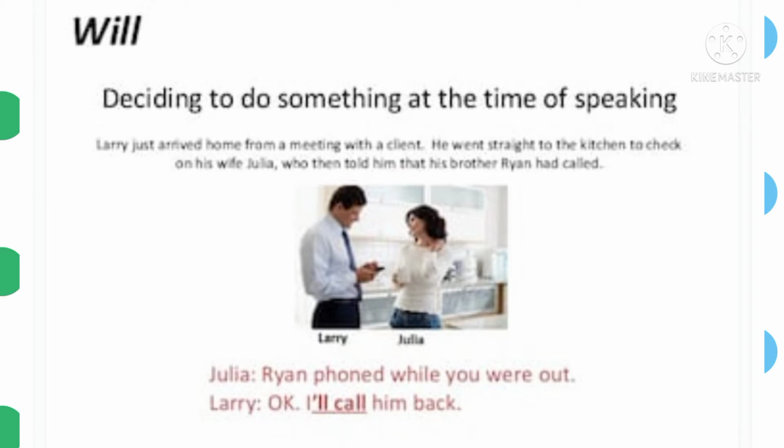The second usage is to decide to do something at the time of speaking. Here the situation is Larry just arrived home from a meeting with a client. He went straight to the kitchen to check on his wife Julia, who then told him that his brother Ryan had called. Julia: Ryan phoned while you were out. Larry: Okay, I'll call him back. That means he has just decided that he will call back. So, to express the decision, we use will, or simple future tense.